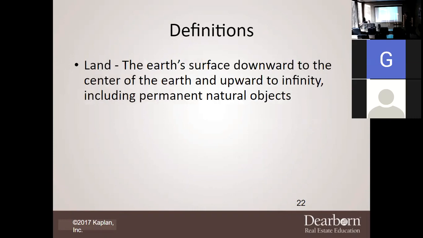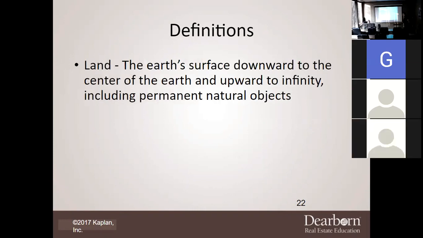So the first thing that we want to start off with is talking about the definitions. Well, land, of course, we know what land is. It's the Earth's surface downward to the center of the Earth and upward to infinity, basically including permanent and natural objects. Okay, so land is everything, as I always say, down to the hells and up to the heavens. Because it goes all the way up and all the way down. Okay. So that's what land is, and anything that's natural.